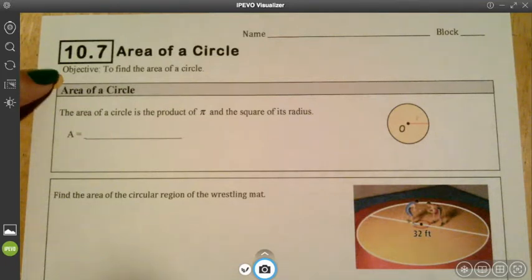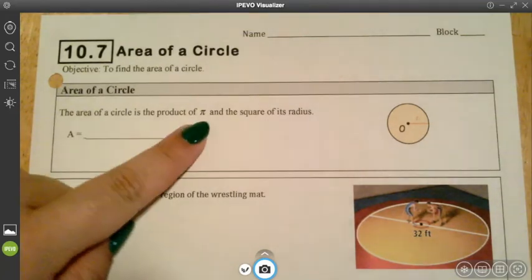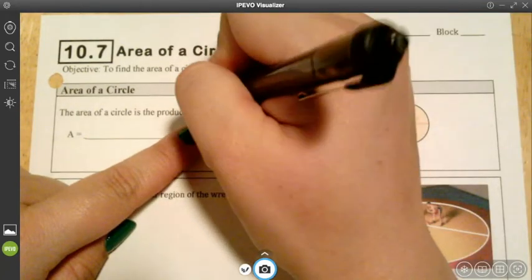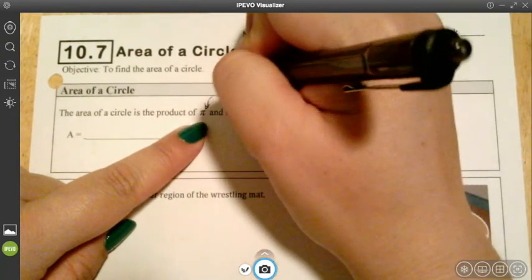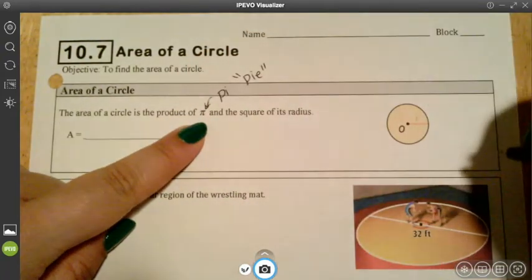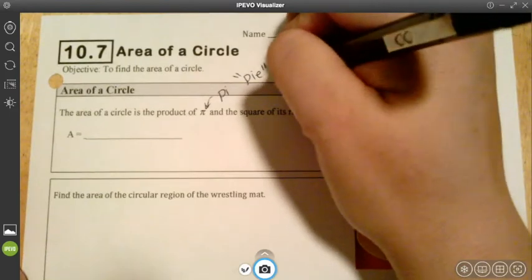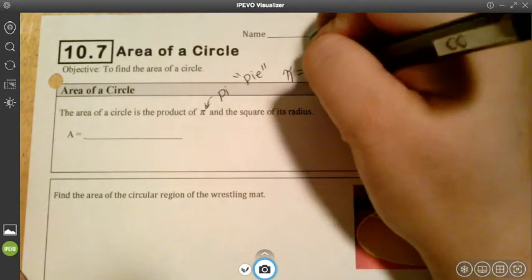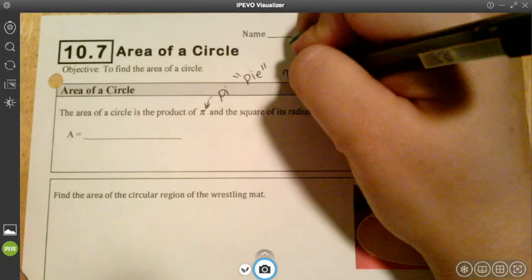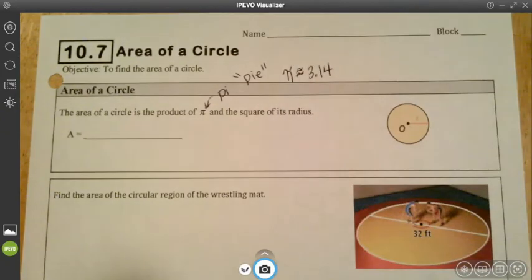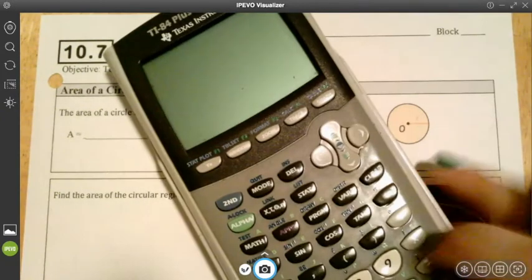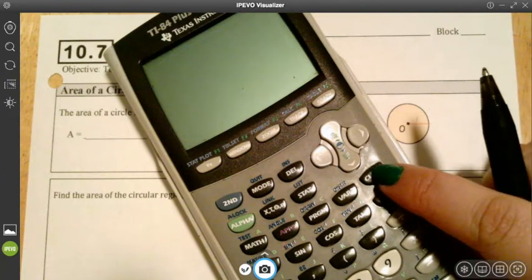And our objective for this section, which is just this one half page, is to find the area of a circle. The area of a circle uses the product of pi. This is pi. You say it the same as pie. And pi equals about 3.14. I should put approximately. You find pi on your calculator above the little exponent sign below the clear.